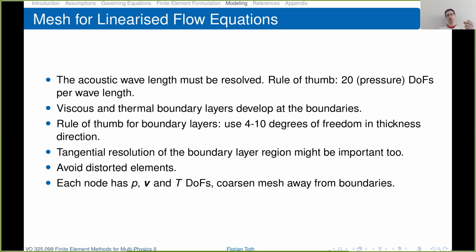What you should in general avoid is too distorted elements. And what you should always consider is that in the linearized flow equations, each node has pressure, velocity, and temperature degrees of freedom, so 5 degrees of freedom in 3D. So coarsen the mesh away from the boundaries, where you only need to resolve the acoustic wavelength, in order to save computational resources.